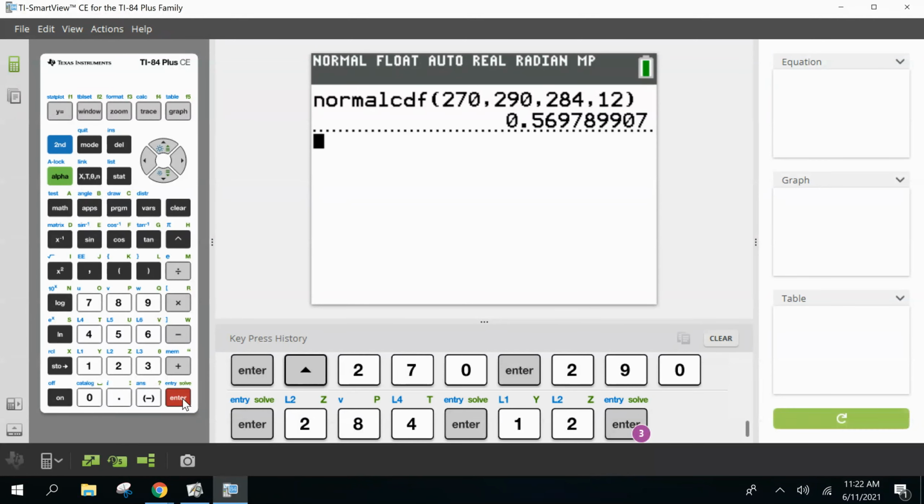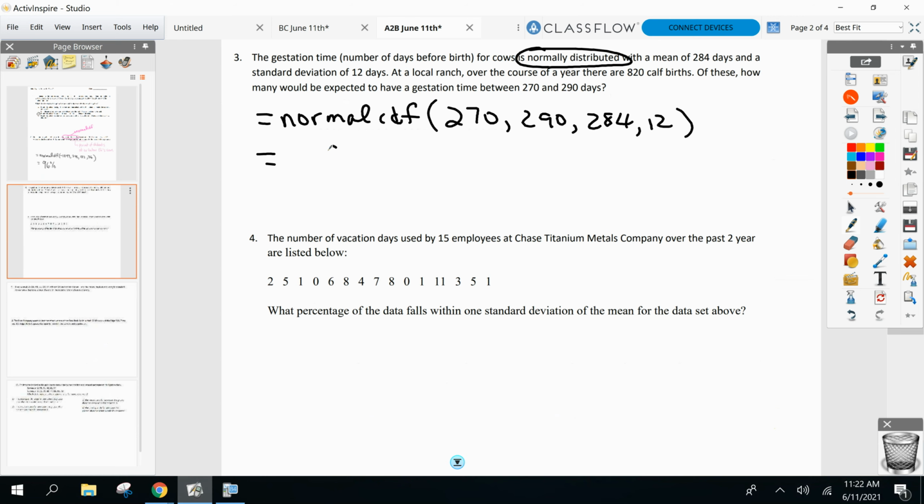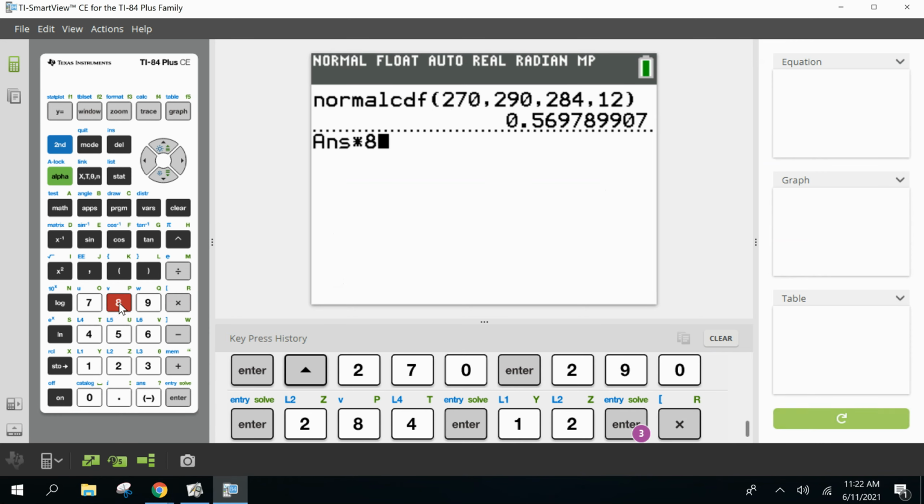So Anna, going back to you, what do I need to do with that decimal and the 820 calves to find out how many? You would multiply it by 820. There you go. Don't even bother turning it into a percent, because you're going to have to turn it back into a decimal. So just take your 820 times that percent as a decimal. So times 820.